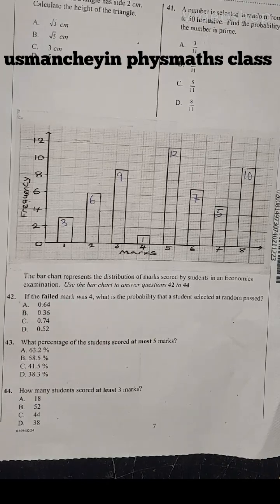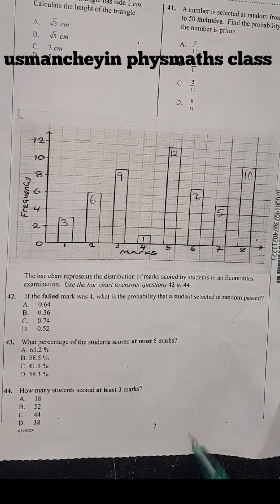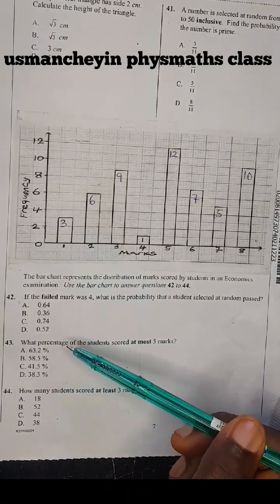Answer questions 42 to 44. The first question is, if the fail mark was 4, what is the probability that a student selected at random passed? So we'll be using this graph to answer this very question.